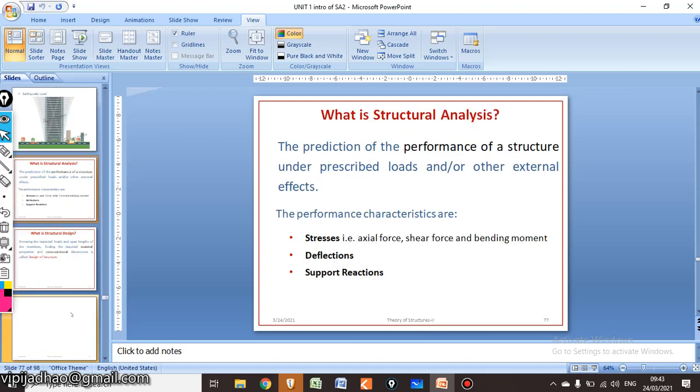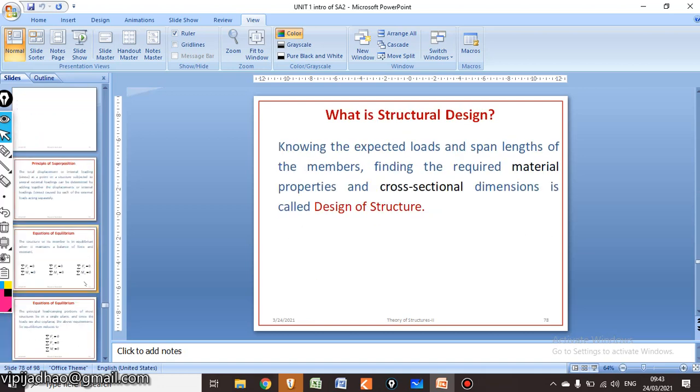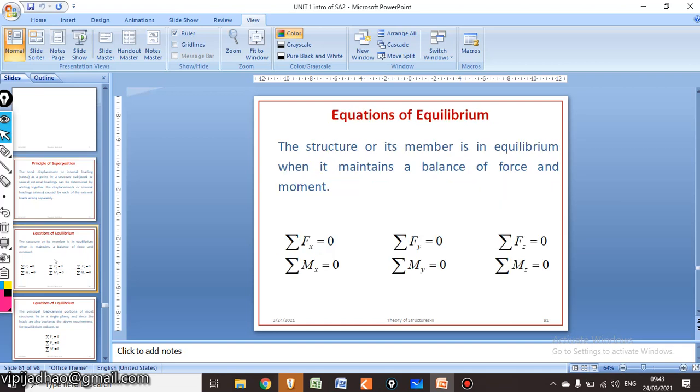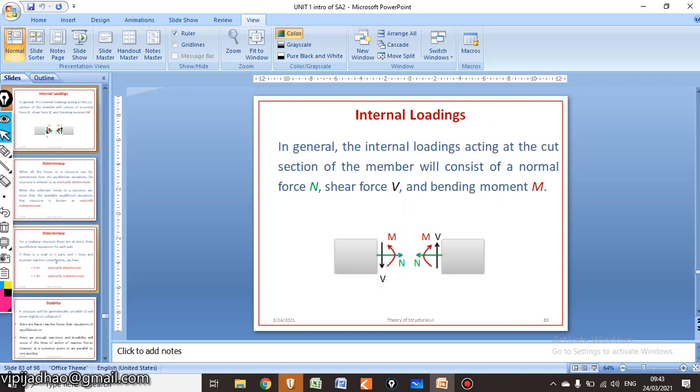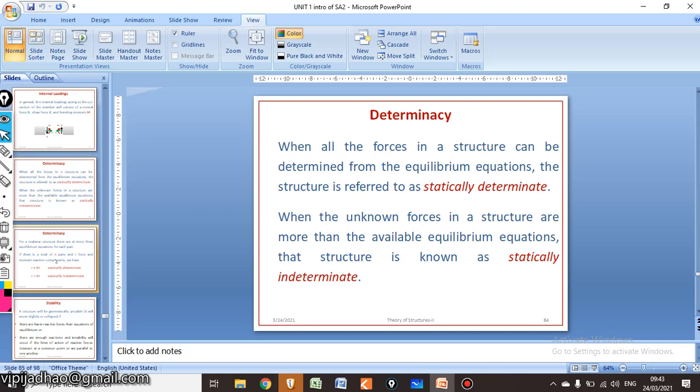A structure that can be solved with the conditions of equilibrium is called a statically determinate structure, and one that cannot be solved by the conditions of equilibrium is called an indeterminate structure. When a structure can be completely solved by using the available equations of equilibrium, it is called a statically determinate structure. Whereas if a structure cannot be solved by using the available conditions of equilibrium, it is called a statically indeterminate structure.